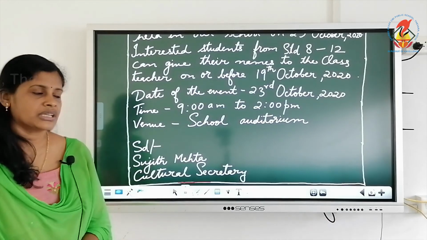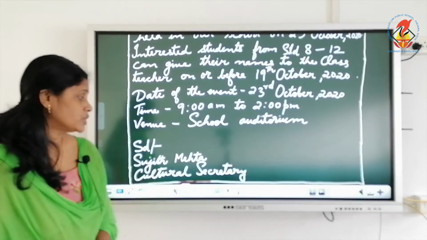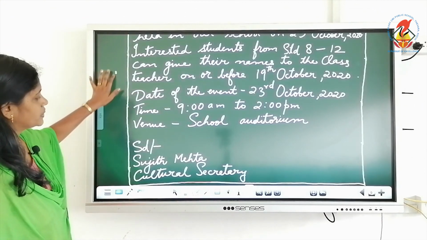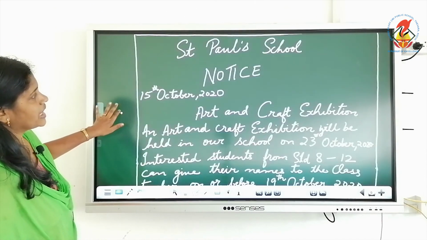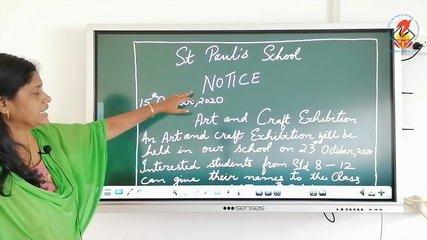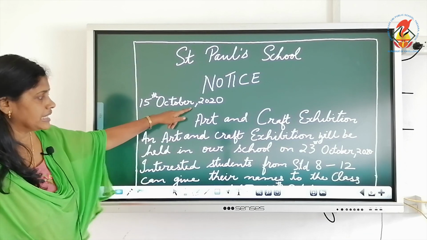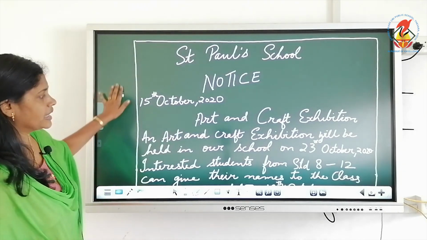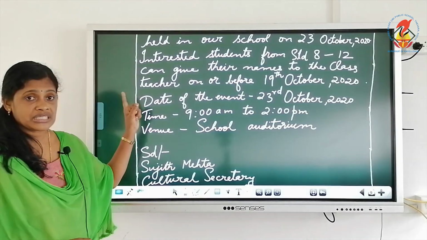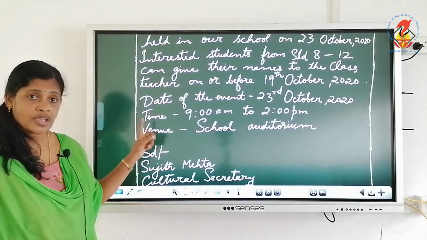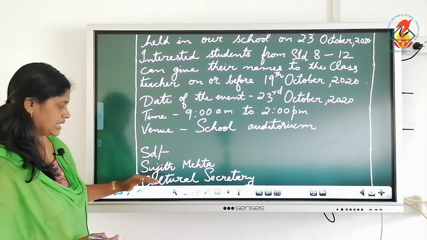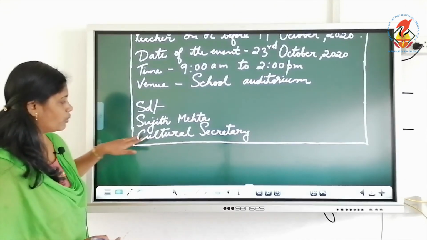Is it clear, children? So, when you write a notice, what are the important things to be kept in mind? You have to write the name of the organization, leave a line, write down notice, again leave a line, write down the date, leave a line, give a heading, then you write the contents. The contents should have important things like date, time, venue. Then you leave a line, put your signature, name, designation. Once it is over, you close the box.